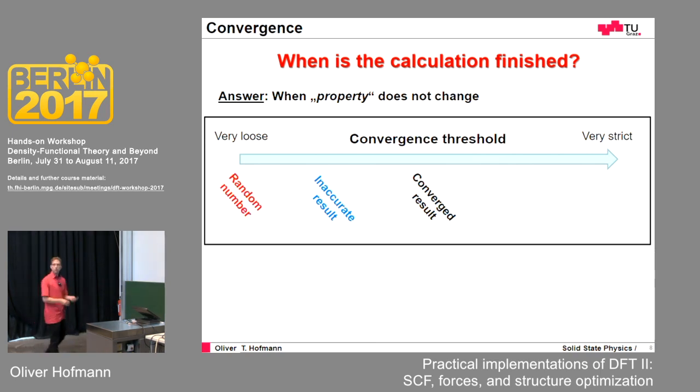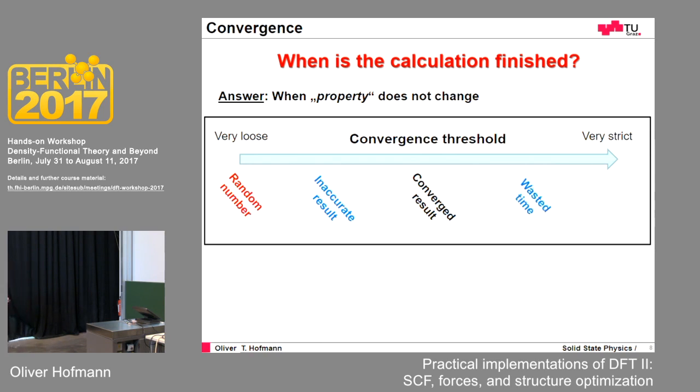You could even set it much more loosely. Say you want to converge the change in the charge density to 10. Then you will be done in one iteration. But what you will get is basically a random number that is just defined by the initial guess that you used. So it's obviously important to use a converged result that is reasonably strict.